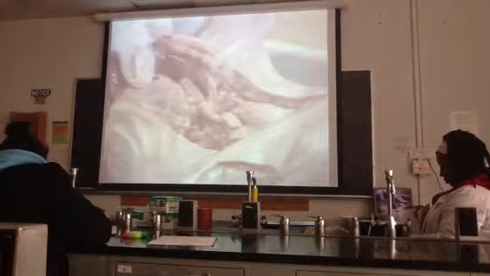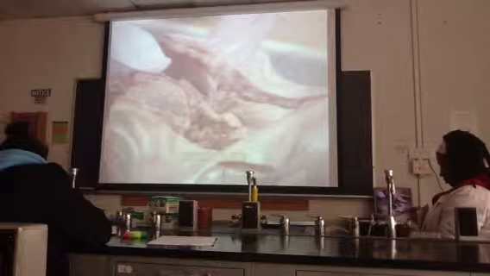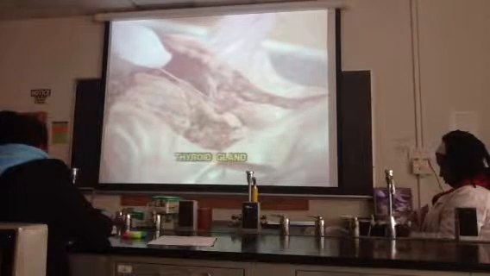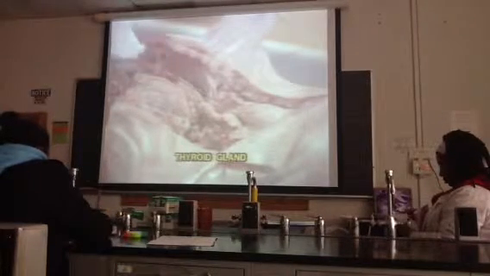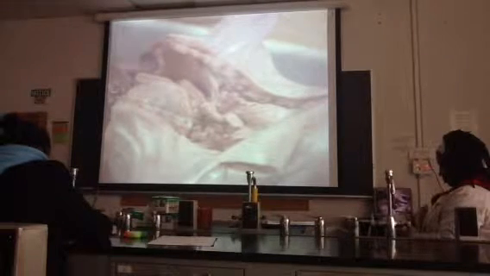Also in the neck region, we see a reddish-brown bean-shaped structure, which is referred to as the thyroid gland. This structure aids in metabolism. Also in the thoracic cavity, we see the presence of the heart and a pair of lungs.